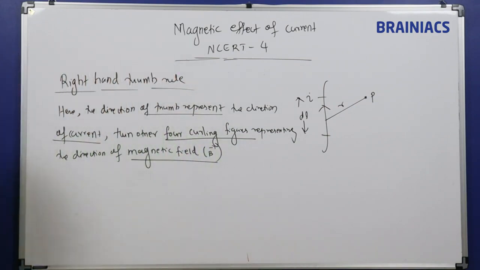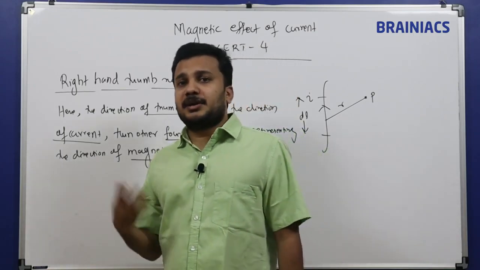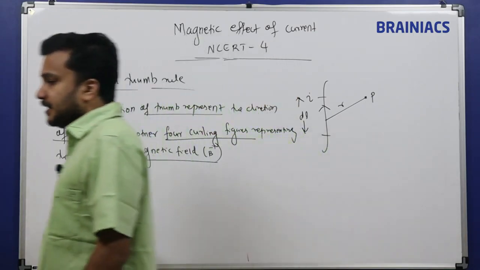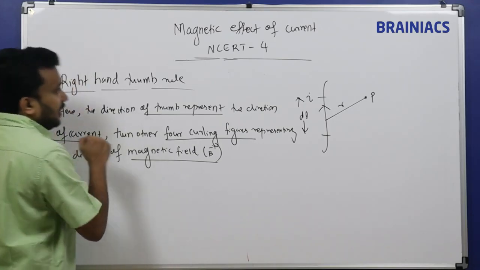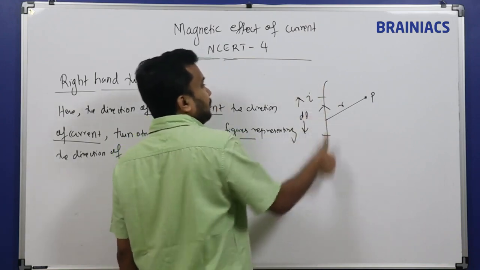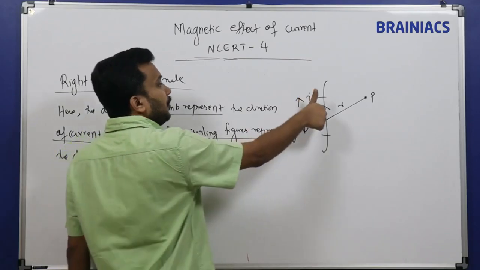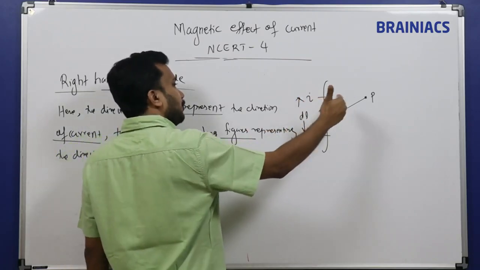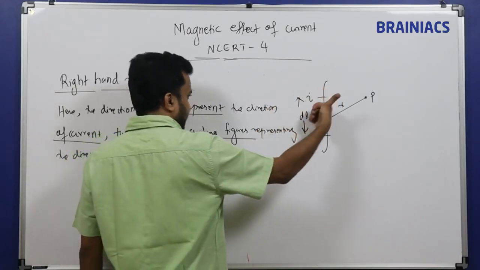Right hand thumb rule, first year physics, a very basic fundamental theorem you can apply for any role. But in this case, this is exclusive to magnetic field intensity because it is with respect to current. So what is the direction of the current? Now the direction of the current is going upward. So what you have to do is point your thumb in that direction, then rotate all your other four fingers like this.